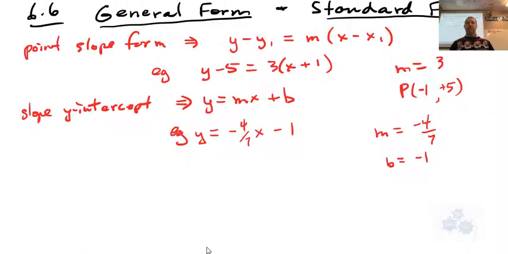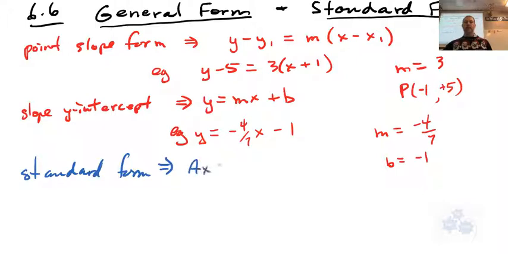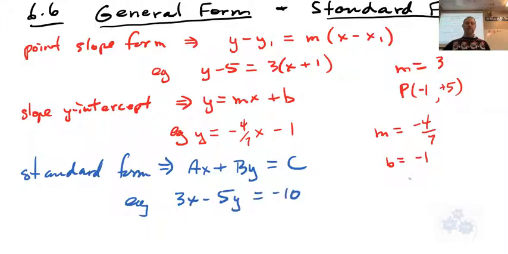So let's talk about standard form first. Okay, we'll do the new ones in blue. So standard form would be ax plus by equals c. That's the way they sort of have that in the book. And so you have x and y on the left side, and c, the constant, is on the right side. So an example would be 3x minus 5y equals negative 10, where your a value is 3, your b value is negative 5, and your c value is negative 10.